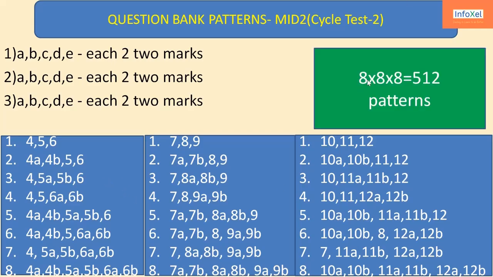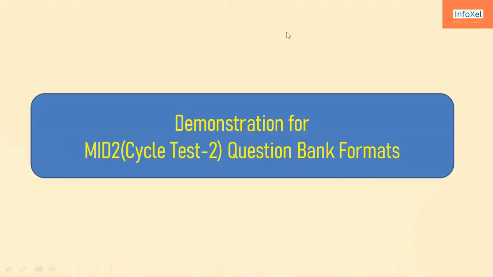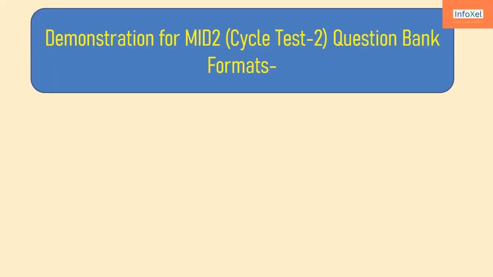So how many are there? 8 into 8 into 8 is 512 patterns. So there are 512 question bank patterns for mid 2. Now we will see the demonstration for mid 2 or cycle test 2 question bank formats.